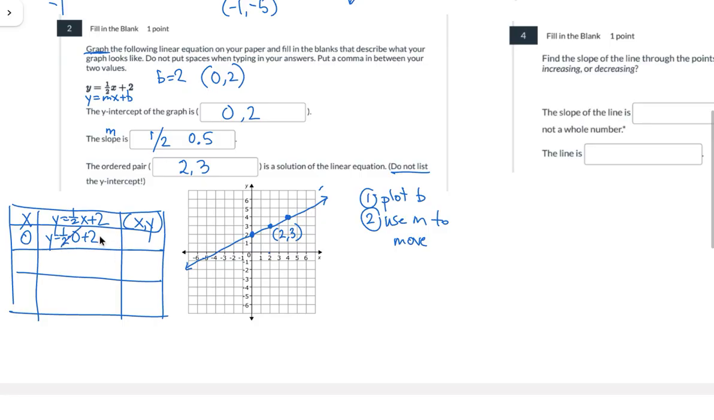So that cancels out and just gives me 2. So I'm left with (0, 2). This matches my y-intercept that I found just by looking at the y equals mx plus b format.